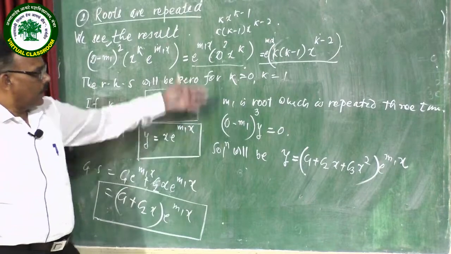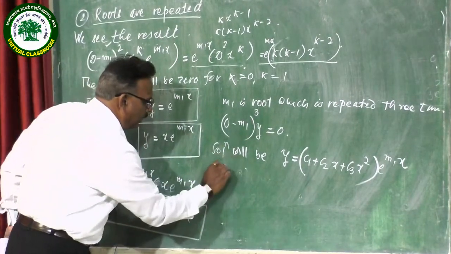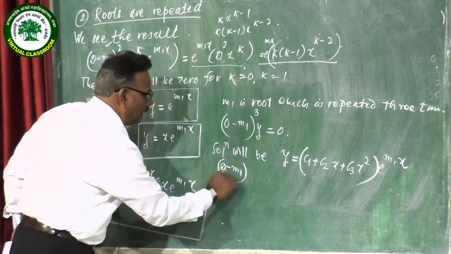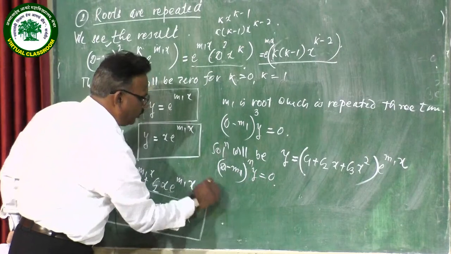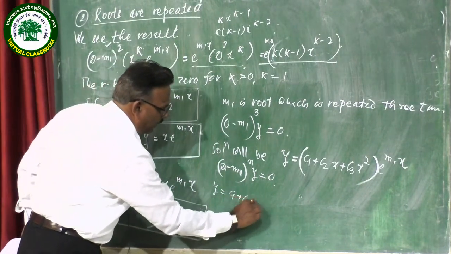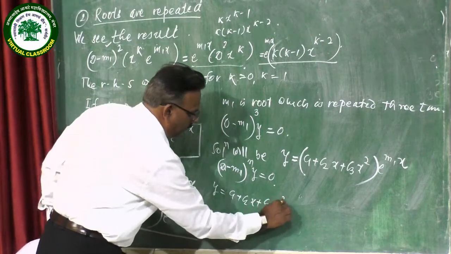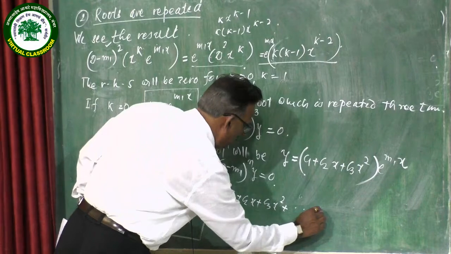That means if it is repeated n times, then what will happen? (D − m1)^n y is equal to 0, then what will be the solution? y is equal to c1 plus c2 x plus c3 x² and so on, continuing in this way. How many will it be?